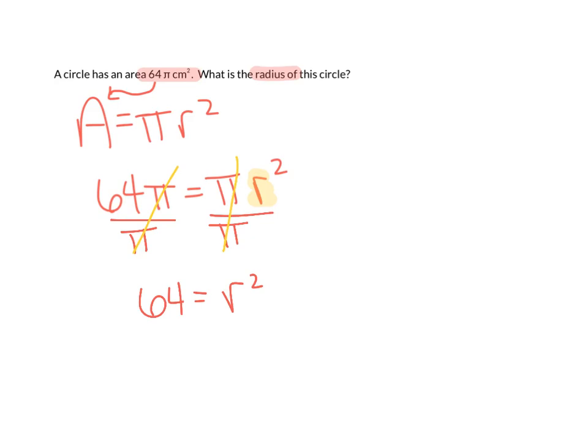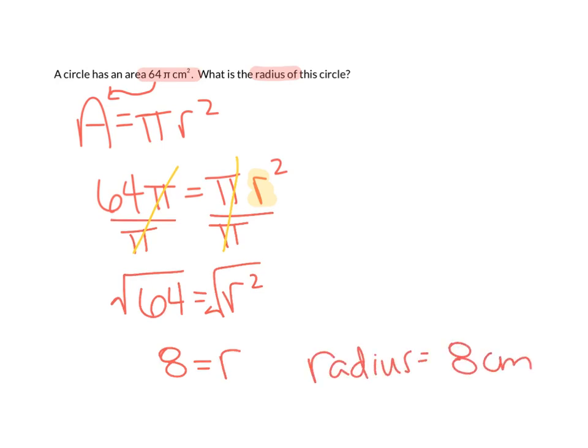So now I have to ask myself, okay, how do I undo a square? How do I get rid of something that's squared? Well, the opposite of squaring something is taking the square root. All right, very good. Square root. So I have to say, well, what is the square root of 64? Or what times itself equals 64? And that's going to be 8. So our radius equals 8 centimeters. All right, so we've worked backwards from circumference. We've worked backwards from area.